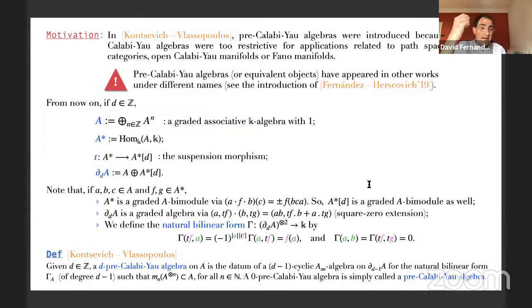In a manuscript, Kontsevich and Vlassopoulos introduced pre-Calabi-Yau algebras. They were introduced because compact Calabi-Yau algebras, the usual notion of Calabi-Yau algebras, were too restrictive for applications related to path spaces, Fukaya categories, open Calabi-Yau manifolds, or Fano manifolds. In fact, these objects or similar ones appear in other settings with other names, and you can see an overview in the introduction of our article. Okay, but let me define what pre-Calabi-Yau algebras are.